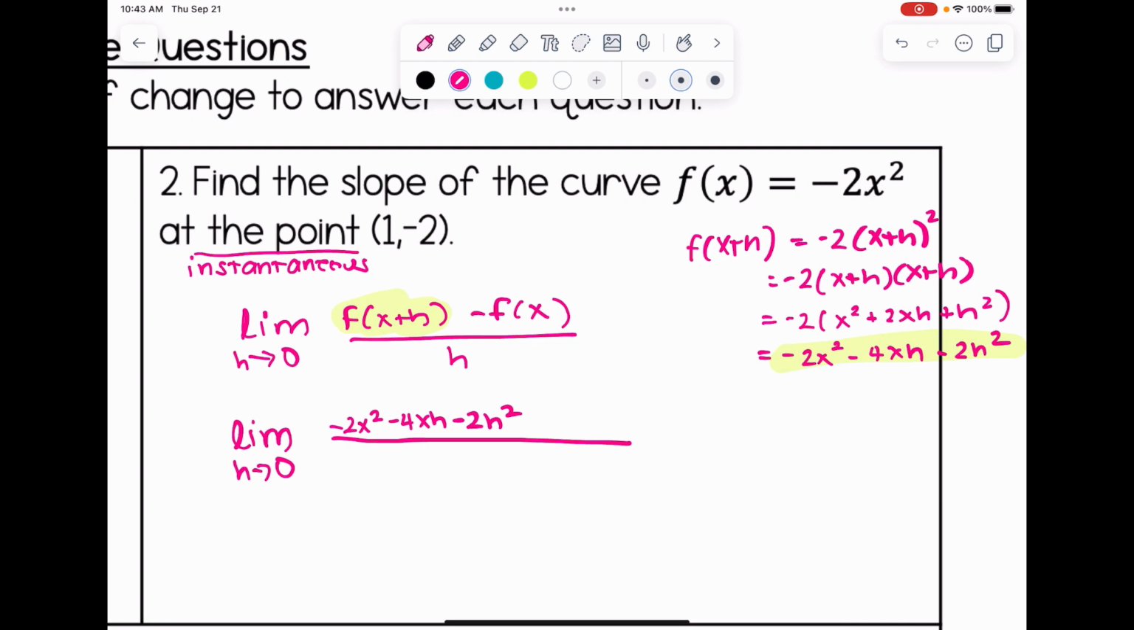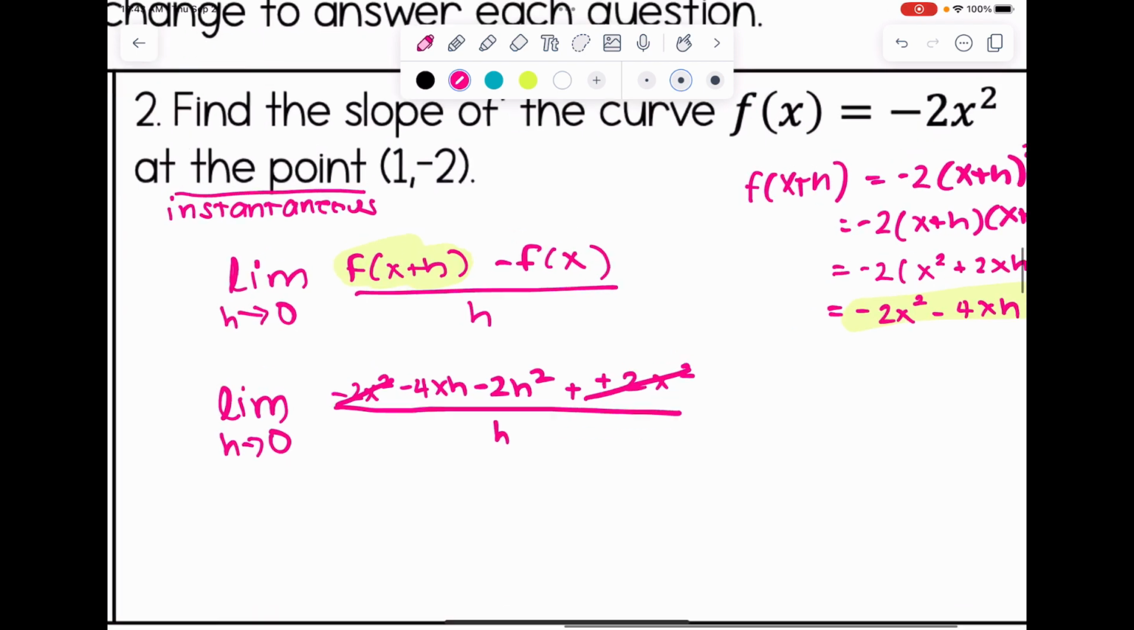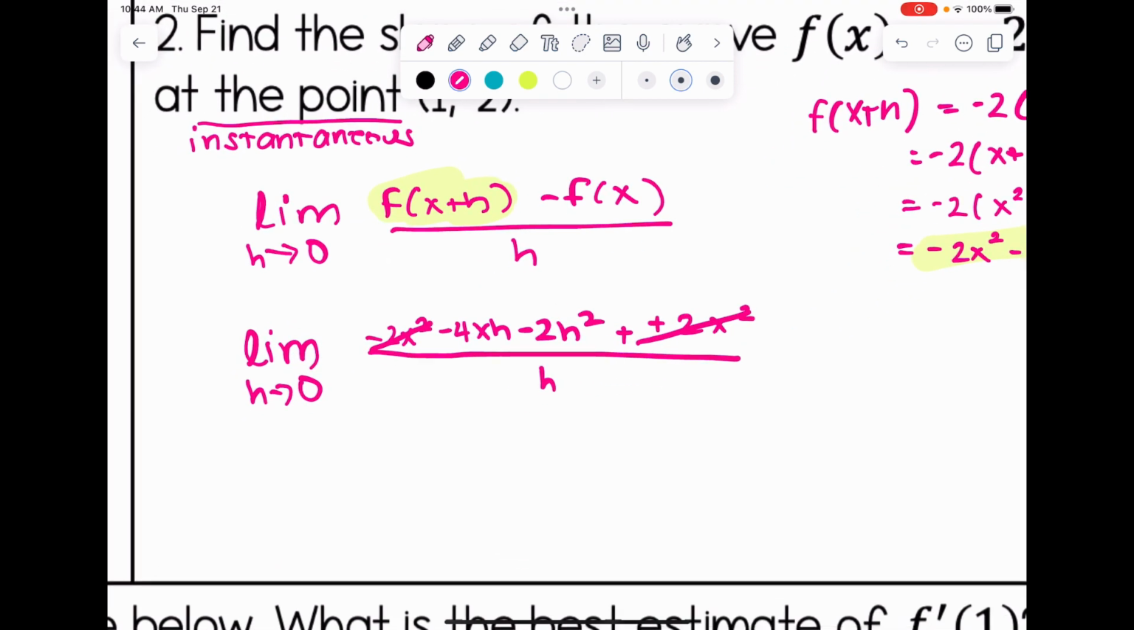Now I'm going to subtract f of x, so minus negative 2x squared. That's going to change that to a positive over h. Let's simplify that here. In our numerator, I see some terms that we could cancel. And I can also divide out here, right? Do you guys see that basically negative 4xh and negative 2h squared both have an h in it? I could divide out an h. So that's going to give me negative 4x minus 2h. And now I've simplified as much as I possibly can.